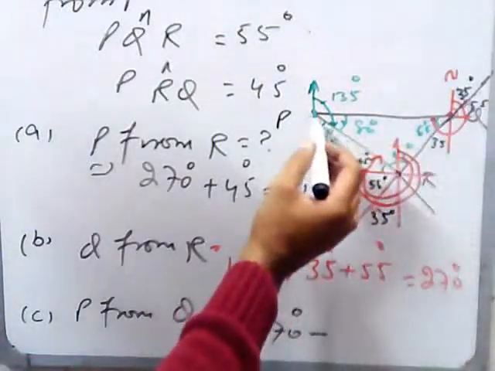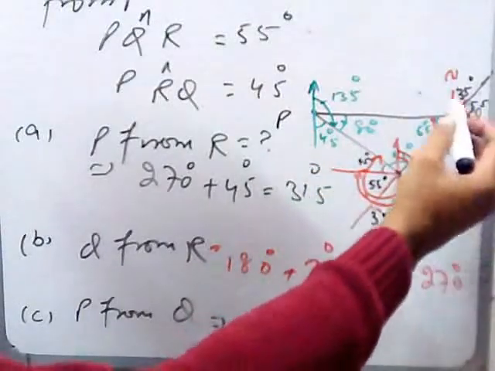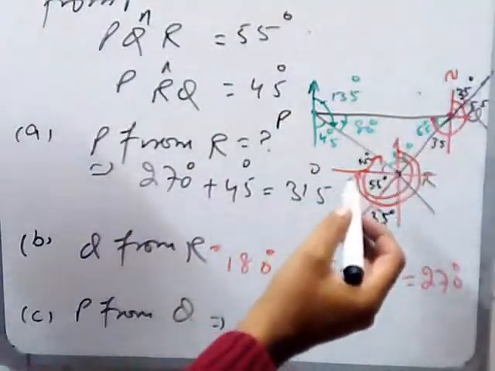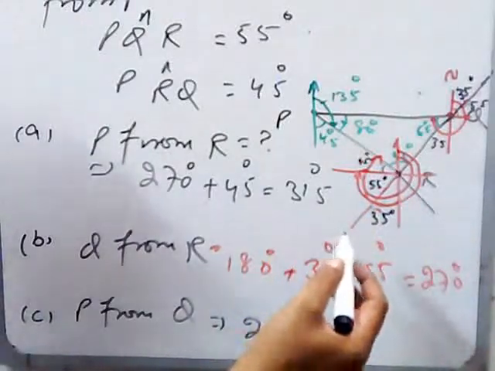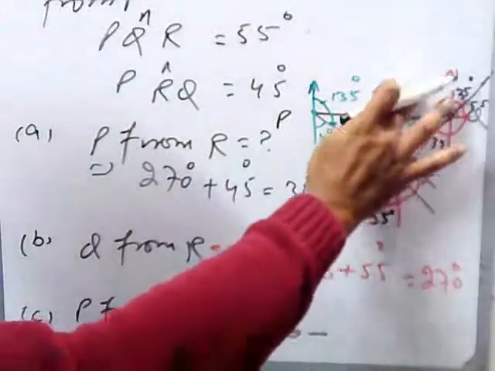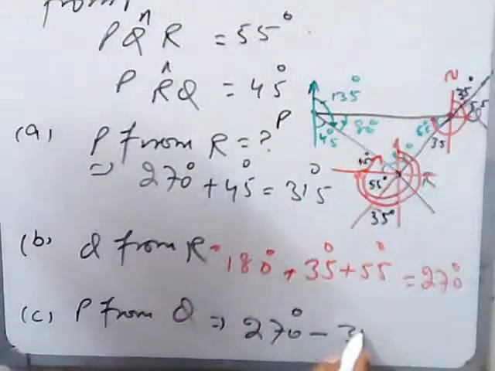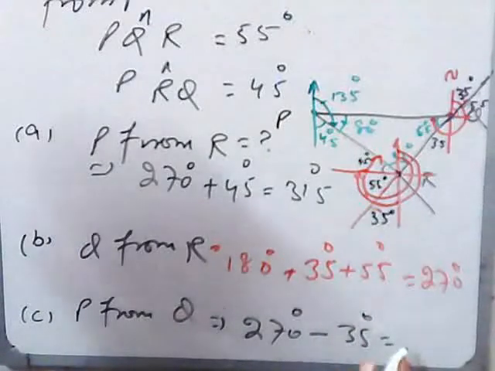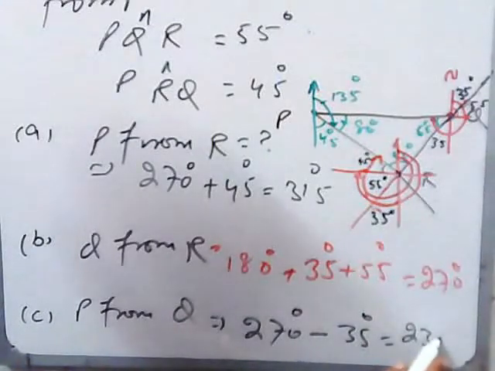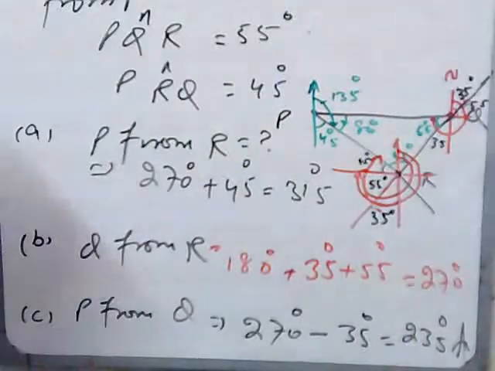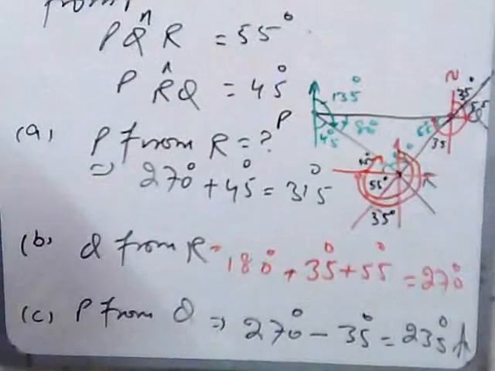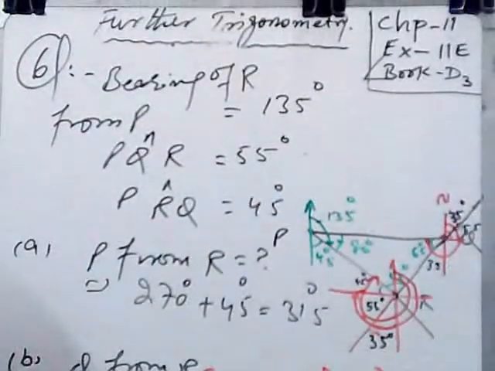Or the other method is, if I draw the same line up to here, I have to calculate this. So in this method, we don't need 35, it is up to 270. So 270 minus 35 degree is equal to 235 degree, which is your result. So we have completed question number 6.